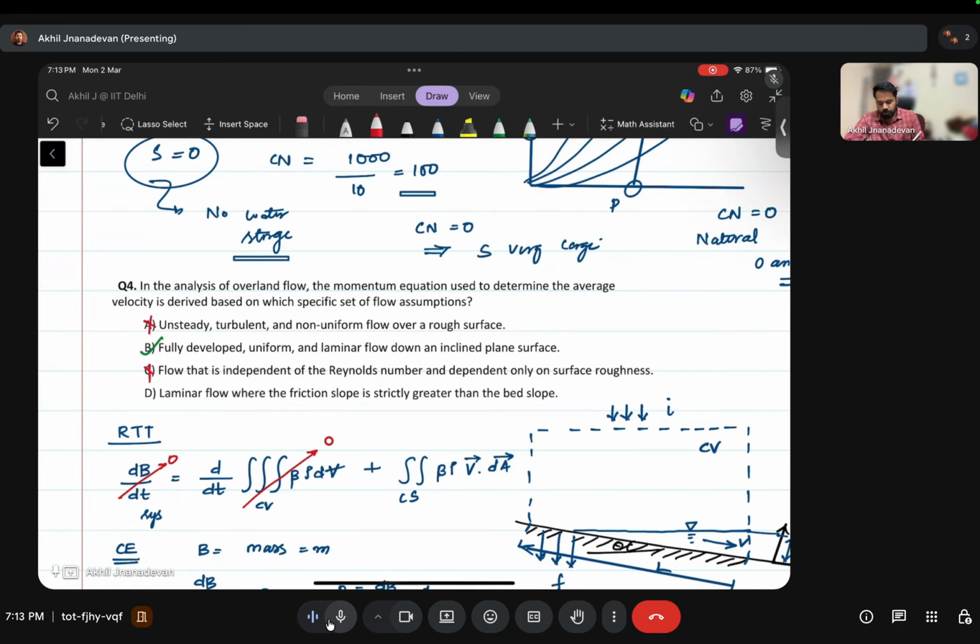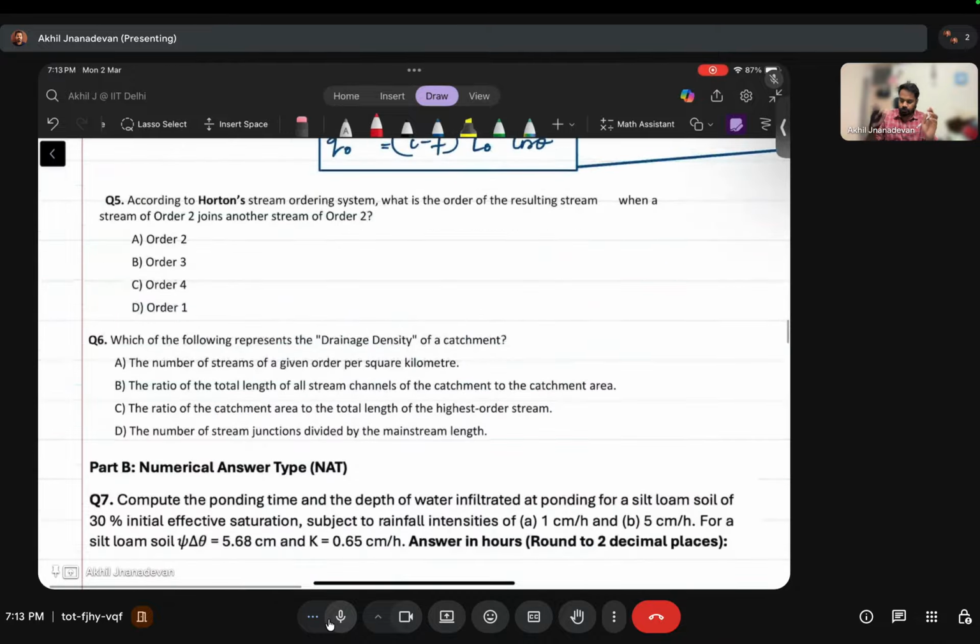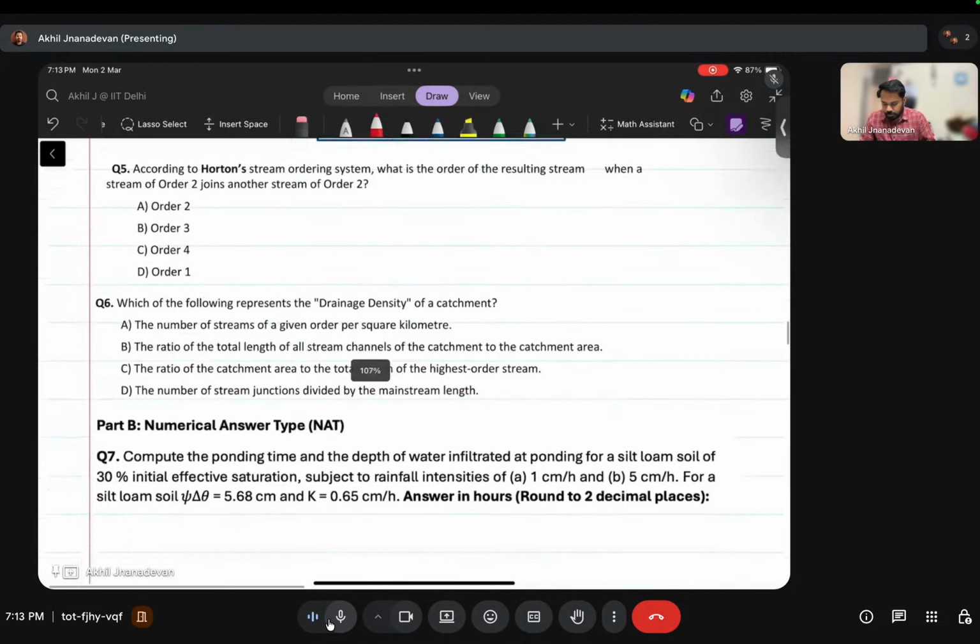When the flow becomes turbulent, it becomes independent. When the flow is laminar, it is dependent on Reynolds number. Laminar flow where the friction slope is greatly different from the bed slope: no. We made the assumption that it is a uniform flow. That's why we said the bed slope is equal to the friction slope. Right. So the correct option is B. So we can move on quickly now.